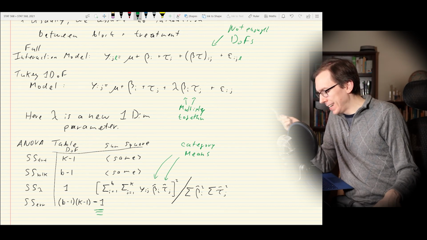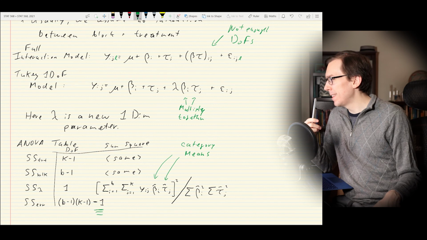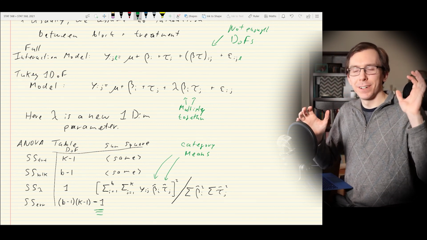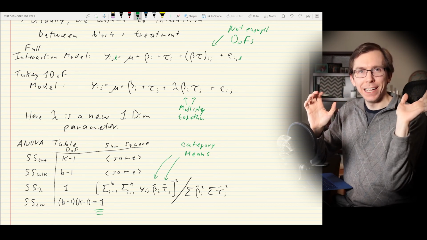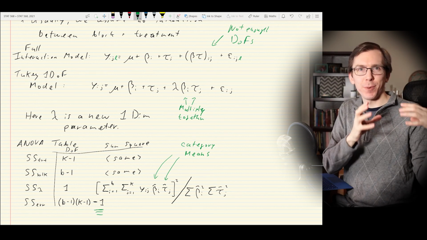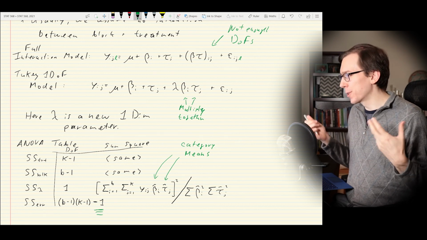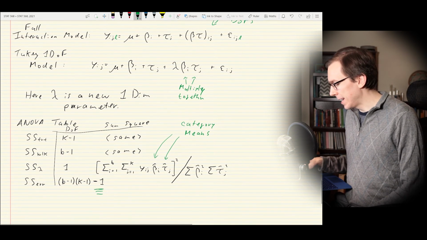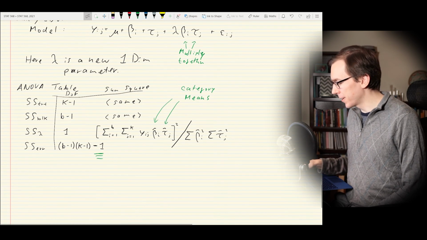So there's a bit of an inner product type thing going on here. If you like mathematics and linear algebra, then there's kind of a bit of an inner product, in the sense that we're considering beta times tau weighted by y, and in the denominator, we're just doing the sum of the squared betas and the sum of the squared taus. So if this object is large with respect to the residual, the error sum of squares, then we can identify that there is evidence of an interaction between our block and our treatment.